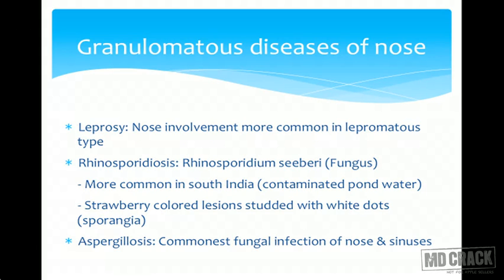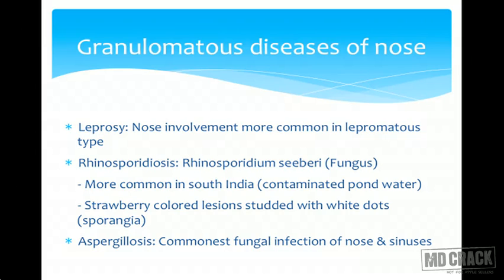Next disease is rhinosporidiosis. Now this disease is to be differentiated from rhinoscleroma. How? First of all, it is a fungal disease, unlike rhinoscleroma, which is bacterial. It is caused by Rhinosporidium seeberi, a fungus. Another difference is that this disease is more commonly seen in South India, in contaminated pond water. So if a question mentions contaminated pond water and South India, it points to rhinosporidiosis. Strawberry colored lesions studded with white dots, which are actually the sporangia of the fungus, are seen in the nose.